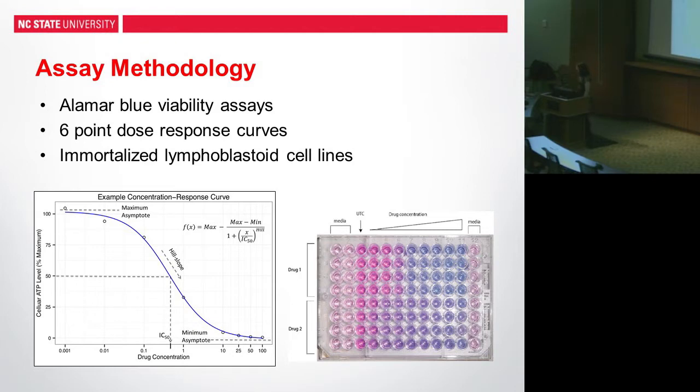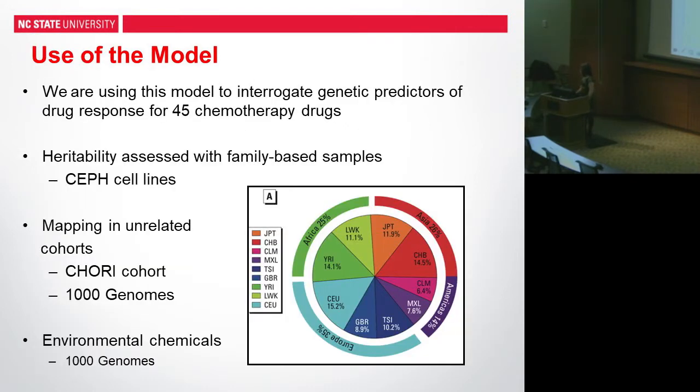What sort of assays do we actually use? Chemical exposure is an exception to this, but for the most part we use Alamar Blue assays. Alamar Blue is a dye that gets taken up by cells that are alive and metabolizing, and doesn't get taken up by cells that are dead. We use 6-point dose response curves in immortalized lymphoblastoid cell lines. Here's an example of the type of response you expect. These are all cytotoxics, so as the dose goes up, the amount of viability decreases. The more cytotoxic you put on there, the more cells will die, and that's what you expect. We're currently using this to model 45 chemotherapy drugs.